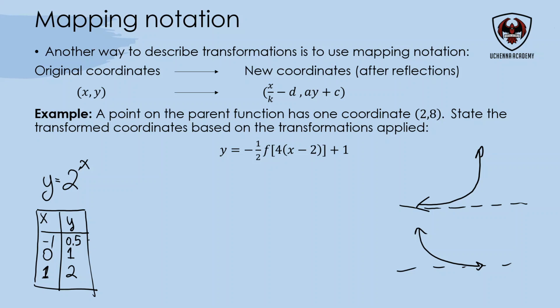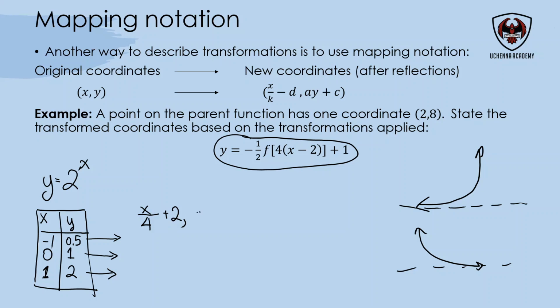So if these are my original coordinates, I can now transform them based on whatever the transformations are. And here I've got several transformations. And then I like to write down x over k, and then I'll just replace k with a number, and then it's minus d. So if I have negative 2, this will be plus 2, like we said before. So that's going to happen to every single x. I'm going to divide it by 4, and then I'll add 2.